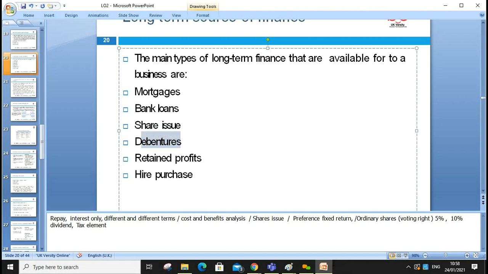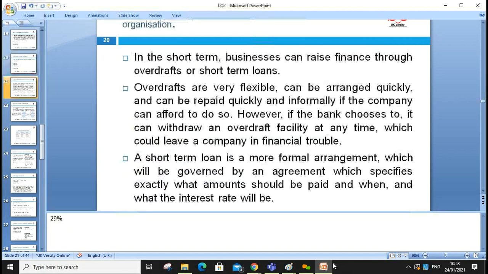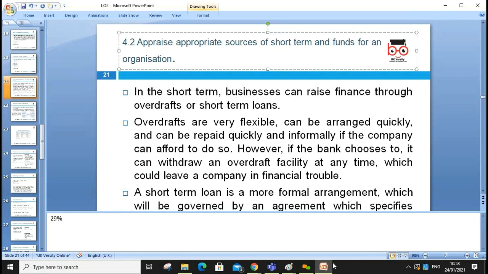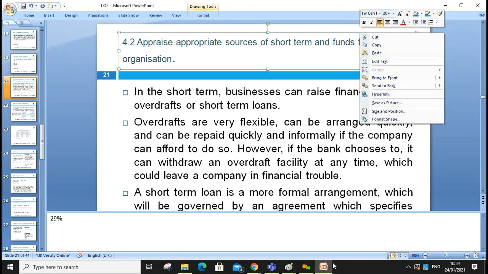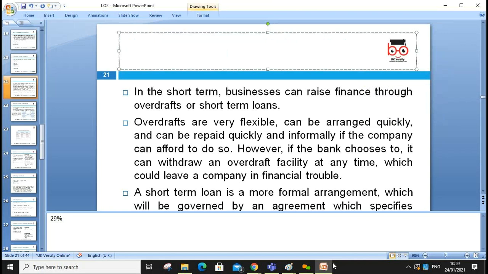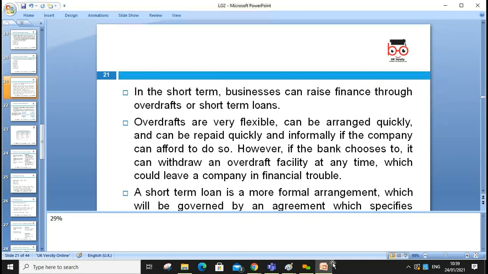Retained profit is the profit of the previous year, which we can use for a long project. Hire purchase, we can buy goods or cars on hire purchase. So we can look around. Then we need to appraise which source of finance is the best. We need to make sure we do that, and it will help us monitor which one is the best.